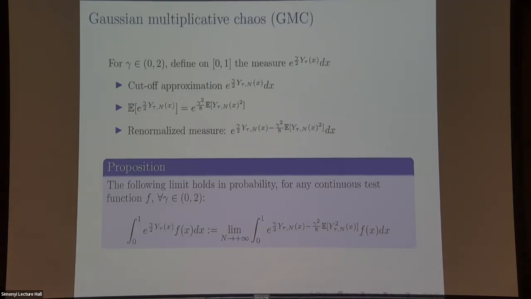To make sense of the measure, we can do it in the following way. We integrate this finite truncation with respect to some test function and take n to infinity. This convergence is guaranteed by the martingale convergence theorem. This is just equilibrium, right?